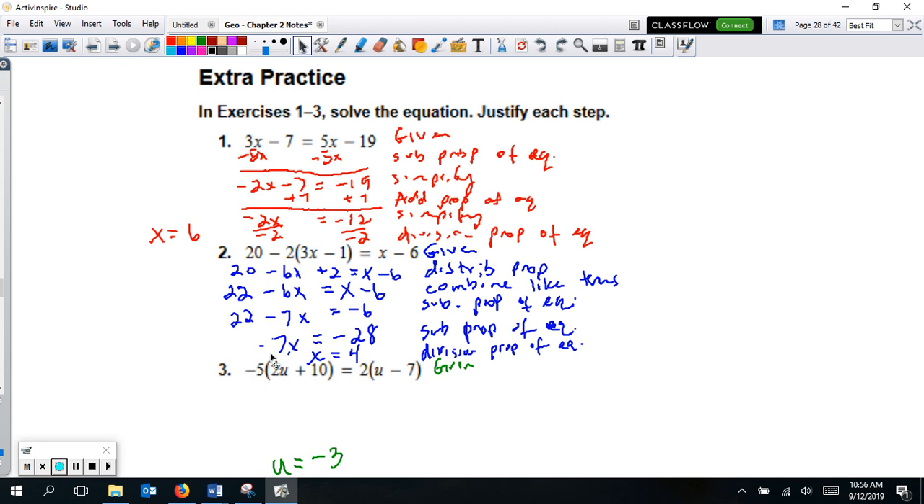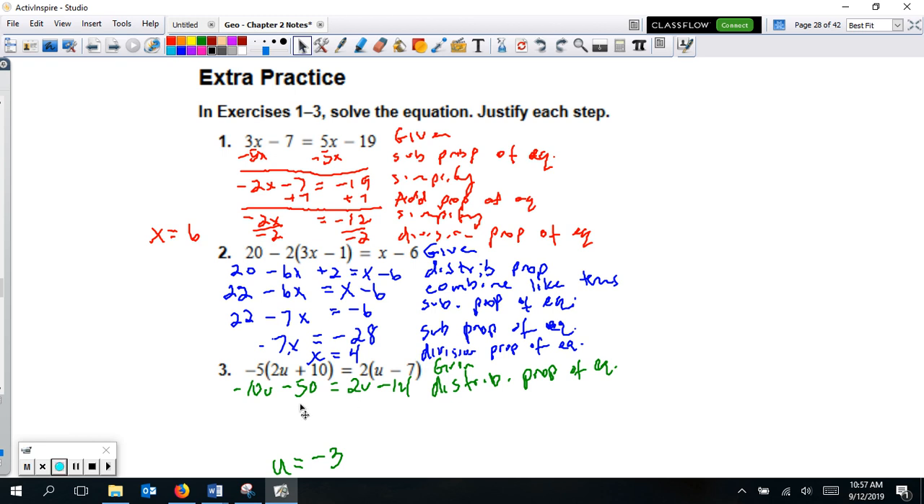After the given, when we start to work this out, we're going to use the distributive property first. And so we actually do that by distributing negative 5 into this parenthesis, getting negative 10u minus 50, and distribute 2 into this one on this side, so 2u equals negative 14. And I'm going to write down distributive property for the reason.